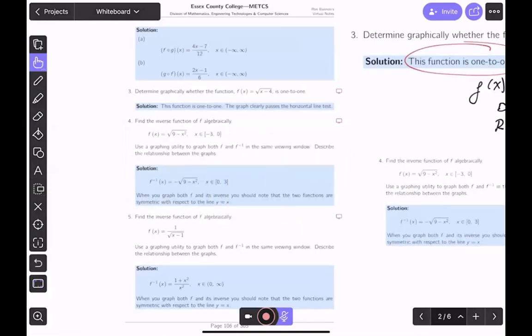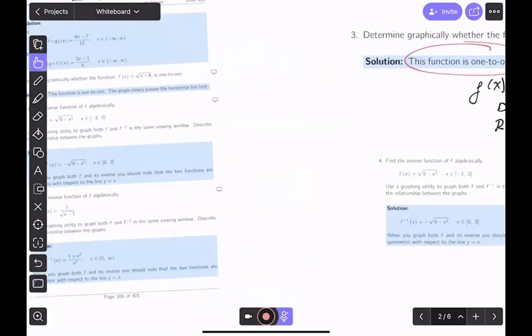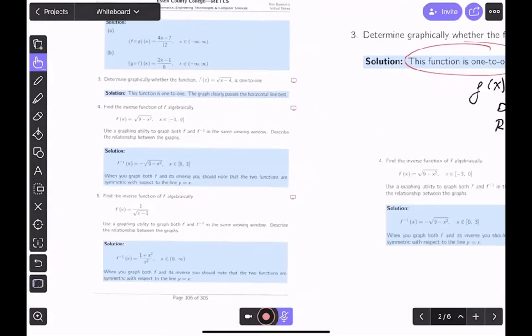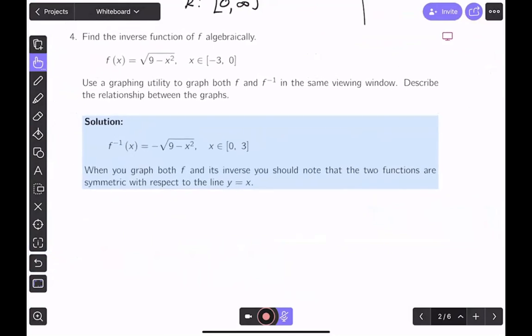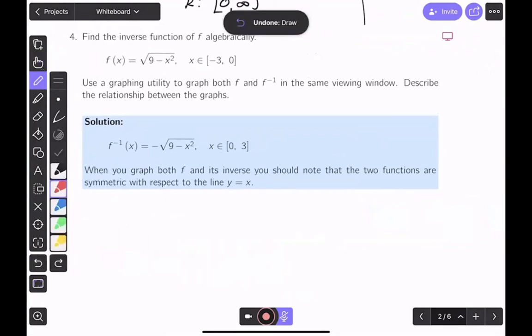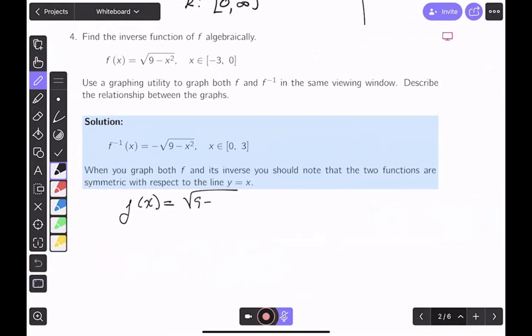And put it on the side. Whoops. And blow it up a little bit. And let's take a look. Find the inverse function algebraically. Well, it shouldn't be that difficult. Let's write this down. So what do you got? F of x. I did it again, didn't I? So f of x equals the root of 9 minus x squared. And they tell me that the domain of this problem, the x's in the problem, are between -3 and 0.